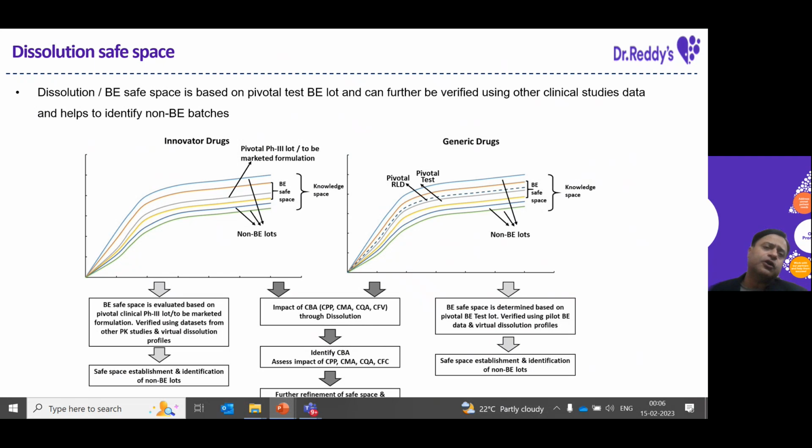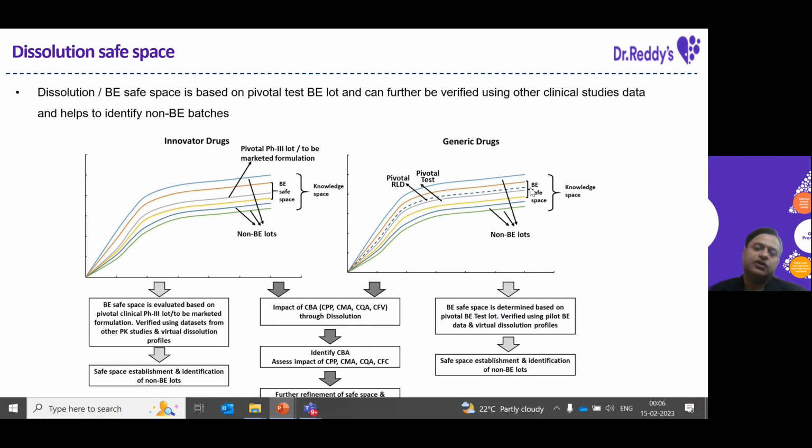This is another very important concept, the dissolution safe space. In this graph, on the left side we've taken the innovator drugs, and on the right side we have taken the generic drug. So this is the generation of data for the pivotal test and RLD, and other batches which we have tested in the BE studies. If we have data which can differentiate between the non-BE lots and the BE lots, then we can very well define the BE safe space.